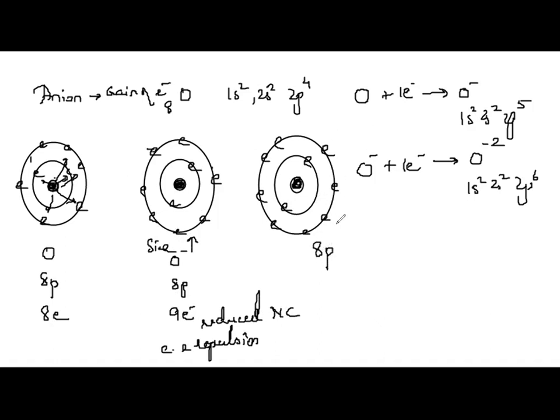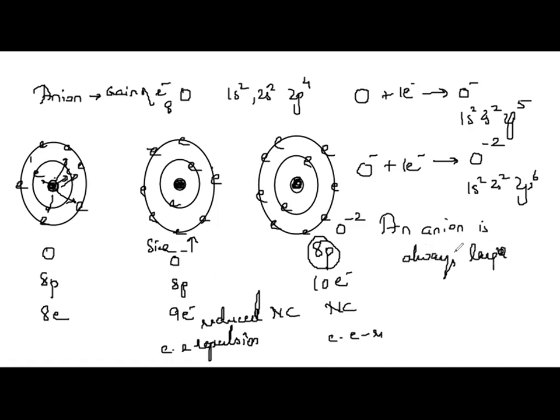Now with one more electron added, here there are 8 protons in O2 minus. Now how many electrons are there here? 10 electrons. That means this charge has to be distributed to 10 electrons. Again, nuclear charge per electron gets reduced and there is also electron-electron repulsion. Therefore, the size of the ion still increases. Understanding? Therefore, we say an anion is always larger than its neutral atom. So when you consider an anion, its size is always larger.